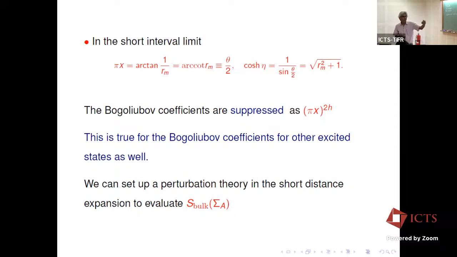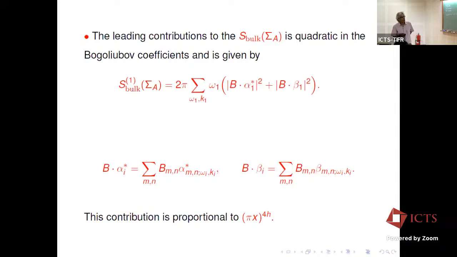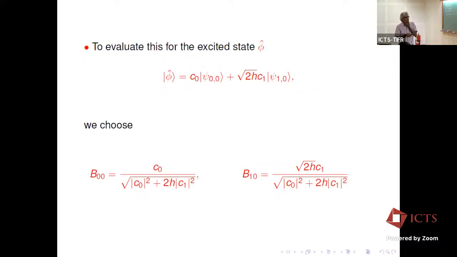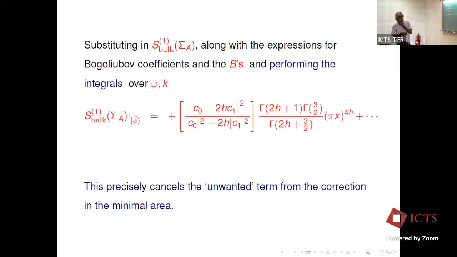And one can set up a perturbation theory because of this for the density matrix. This is the first order correction in the perturbation theory. Basically, the sum folded with the Bogoliubov coefficient and the constants of the linear combination we construct. And this one is proportional to pi x to the power 4h. Suppose we look at it for this particular excited state and compute it. This is the answer, the first correction. And this comes with a plus sign. Note that the correction to the area was a minus sign, and this precisely cancels that term.